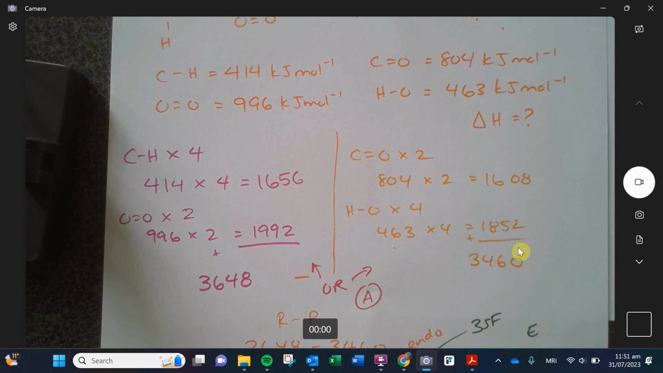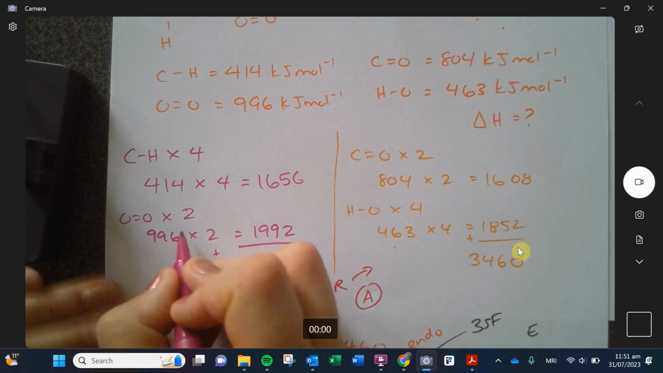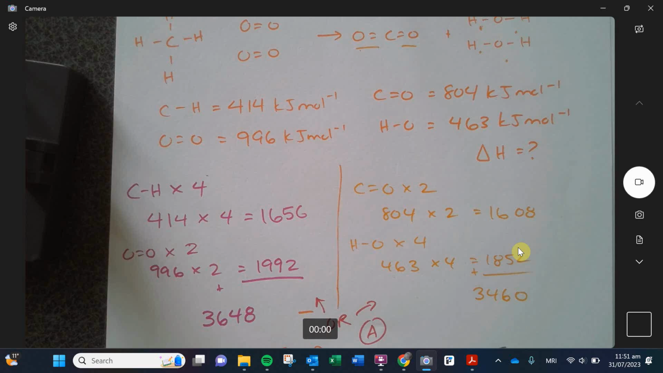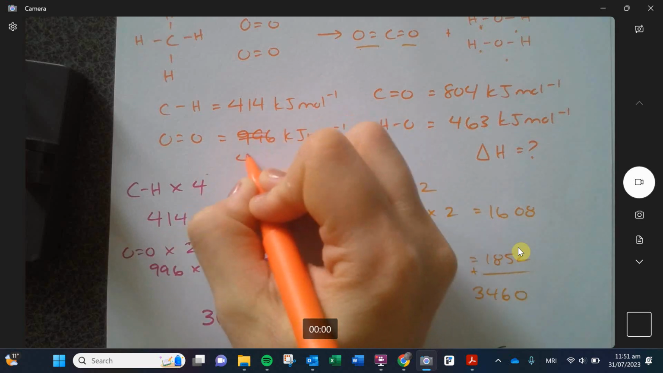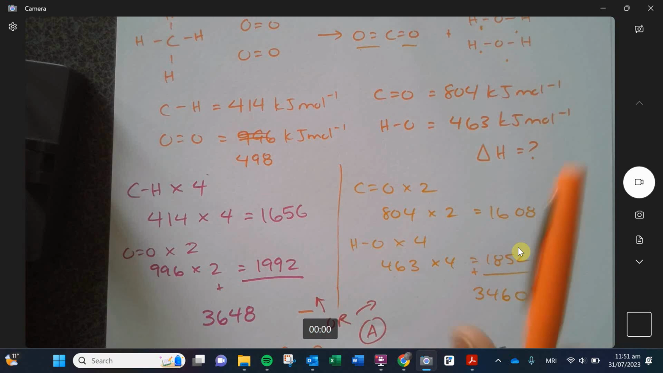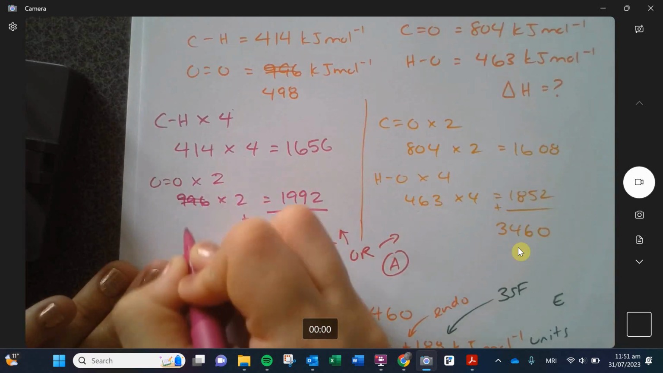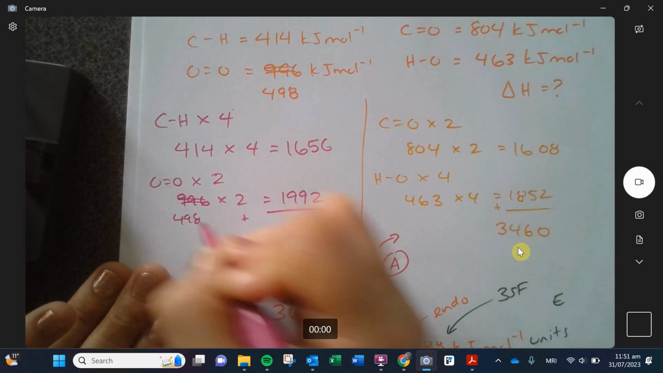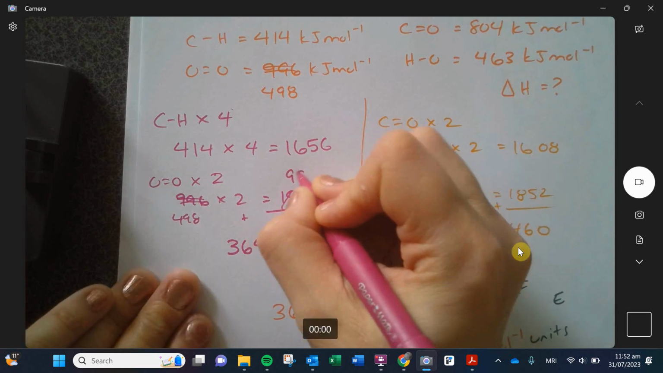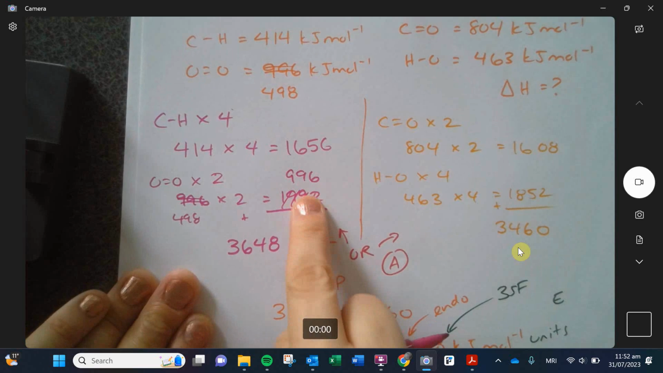There was a small error when I was copying my notes down. The oxygen double bond is not 966. It is 498. So that number then changes to 498, and that number changes to 498 times 2. That's where I got the mistake from, where I got the 996. I was pulling the wrong number.